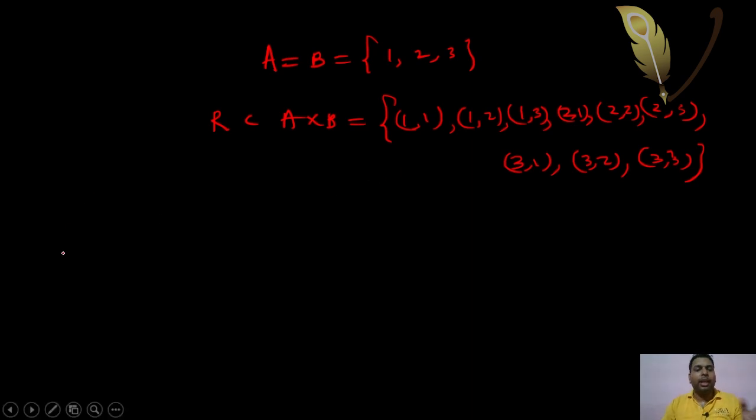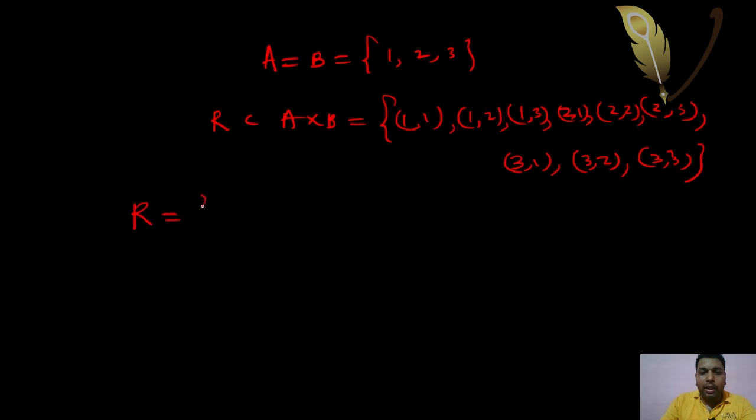And in this case, when R contains all the elements of A cross B, or A cross product B, then R is called a universal relation. If R contains no element of A cross B, then it is called a void relation or empty relation.